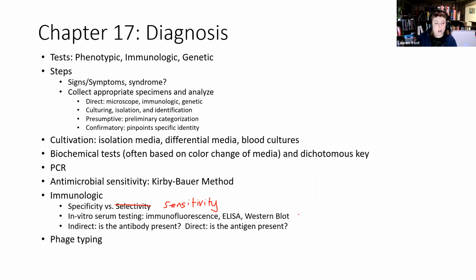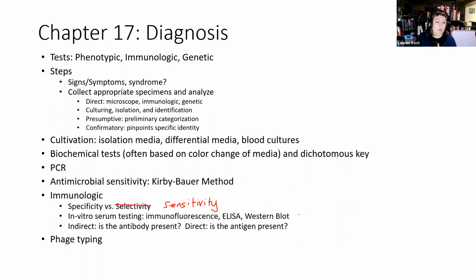The indirect, that's going to be checking, remember, to see if that patient has the antibody. Start with a known antigen. Does the patient have an antibody? Direct: is the antigen present? Start with a known antibody. Does the patient have the antigen? You have to have a known one or the other. You have to have either known antibody or known antigen, one or the other.